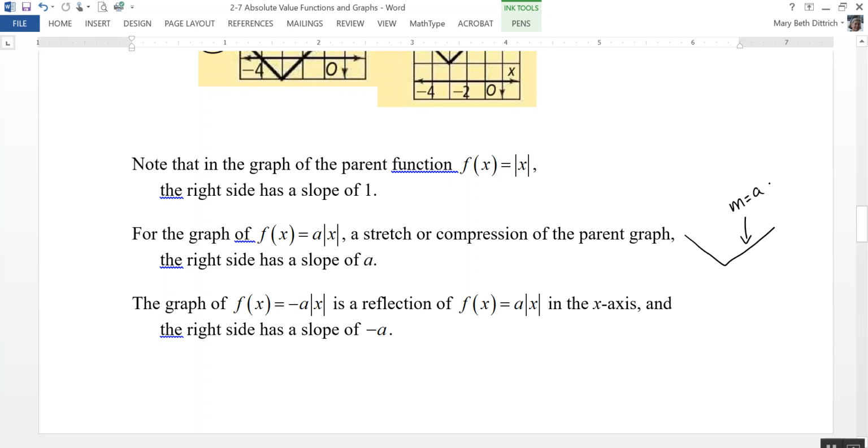So this side of the graph right here would have a slope of a. The graph of f of x equals -a times the absolute value of x is a reflection of f of x equals a times the absolute value of x in the x-axis. So it's going to look like this. And the right side has a slope of negative a. That's going to make it really easy to graph these if we know what the slope of one of those sides is going to be.